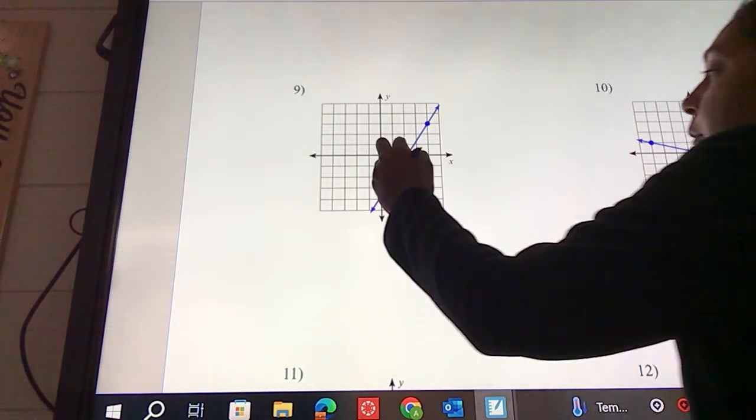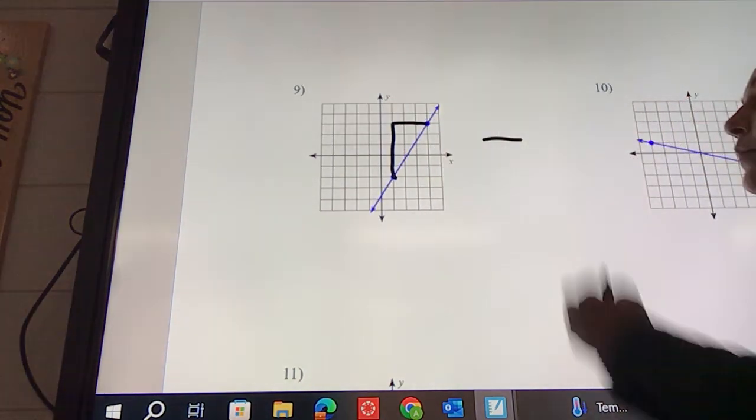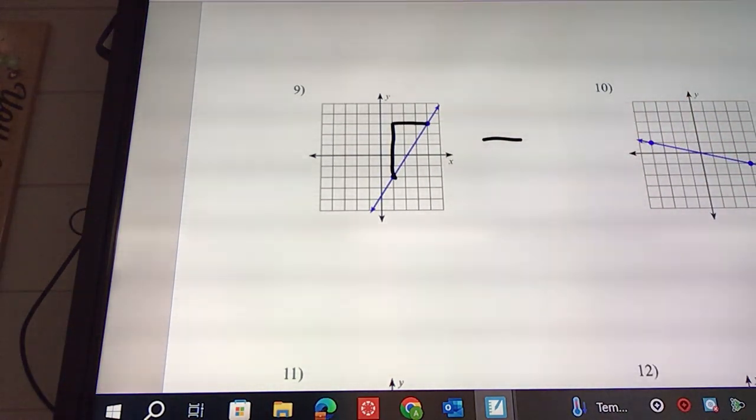Okay, number 9, we rise and we run. Somebody else is going to have to count that one because I can't do it. Rise 5. Run 3. Somebody agree with that? 5 over 3.